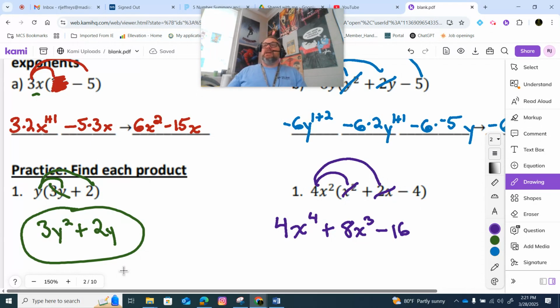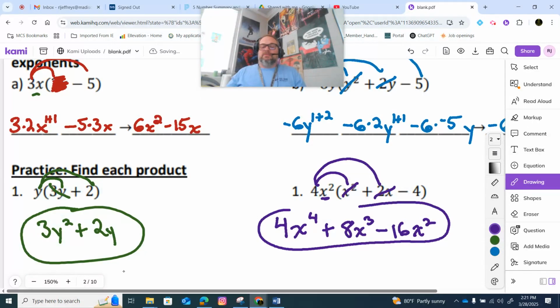Do we have any other x's? Just this one right here. We don't have anything right here. So we just tag it along. Okay? And that's it. Wow. Super duper crazy hard, right?